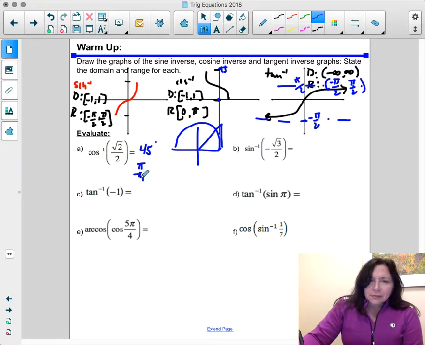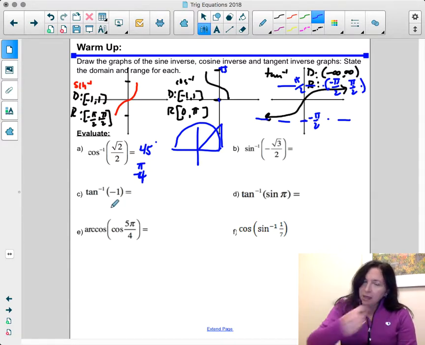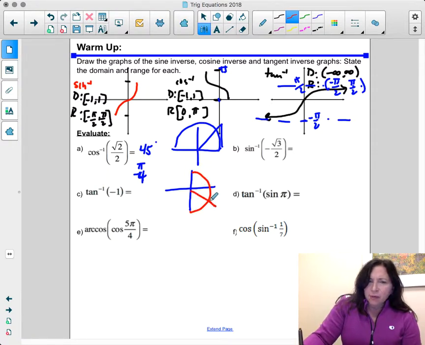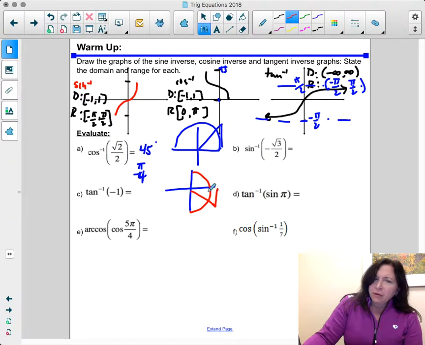Okay? For arc tangent, where's tangent -1? Now remember, the range of arc tangent is negative pi over 2 to pi over 2. So for tangent, you've got this space in here. Tangent is negative in this quadrant, not over here. It's got to be within this restricted area. So -1, that's also going to be a 45-degree angle. However, it's going to be down 45, so it'll be negative 45 degrees, or negative pi over 4.